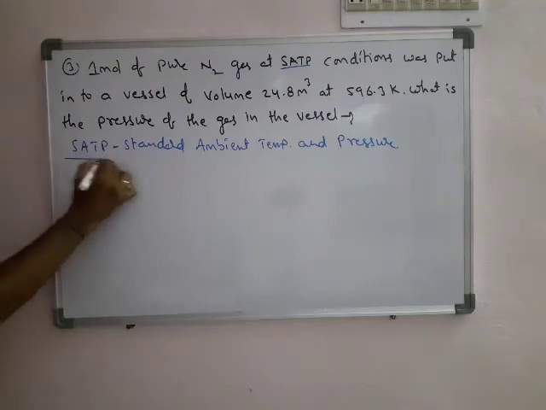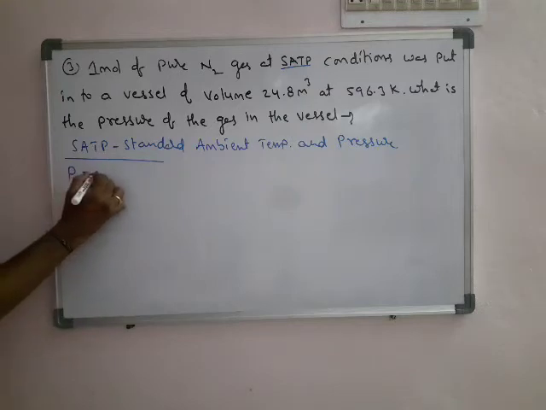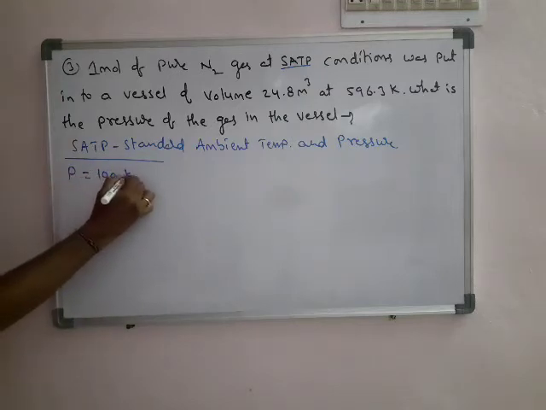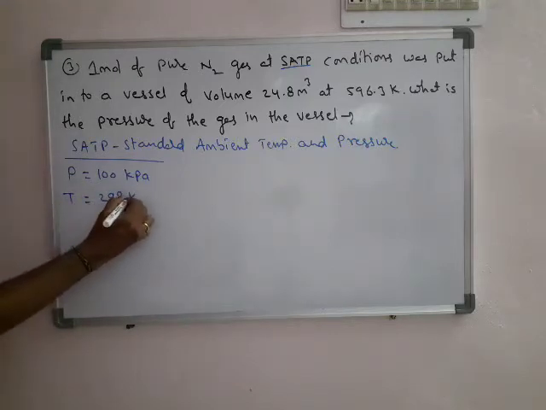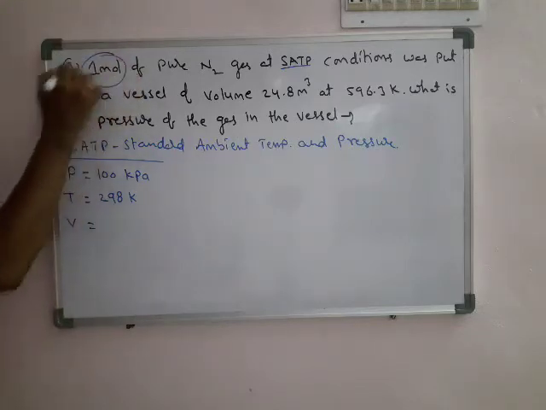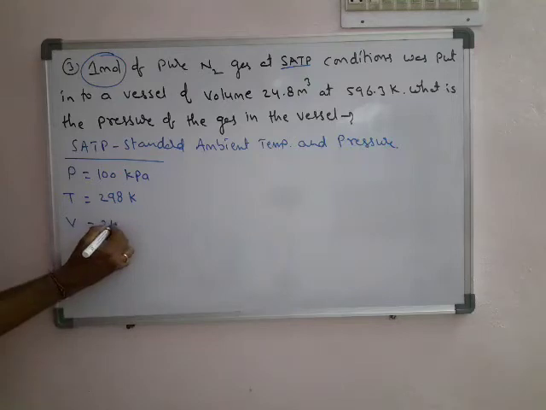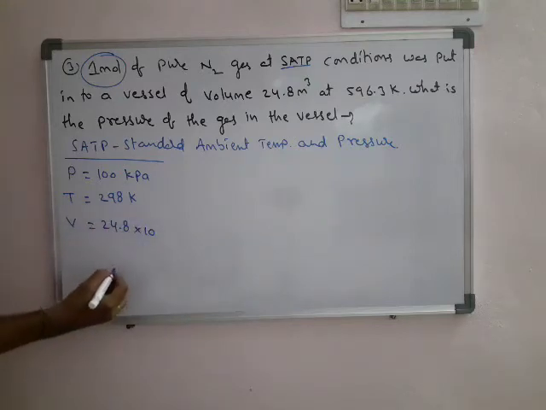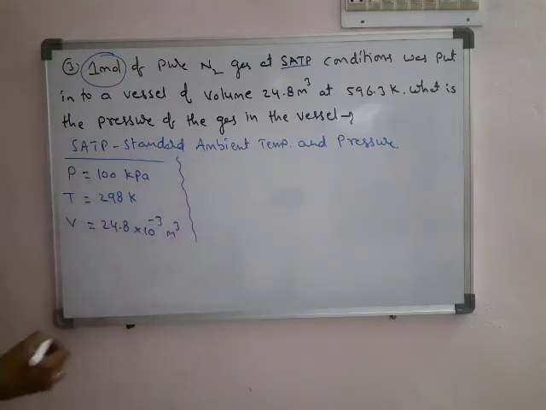So what are SATP conditions? Generally the pressure is 100 kilopascals and the temperature is 298 Kelvin, and the volume of 1 mole of any gas. At STP the volume of a gas is 22.4 liter. But at SATP conditions, the volume of 1 mole of gas is 24.8 into 10 power minus 3 meter cube. So these are the SATP conditions.